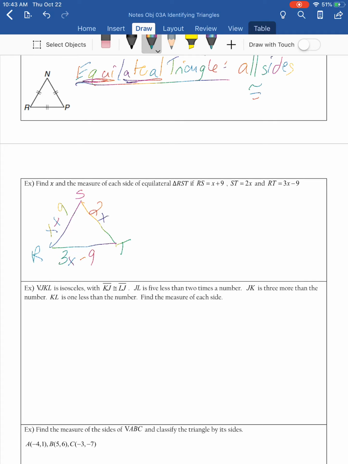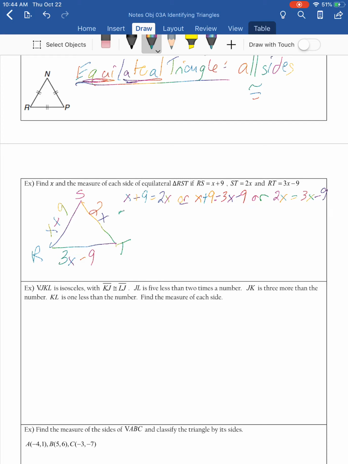So I have a lot of options to solve for x. I can say, well, the x plus 9 side is equal to the 2x side. Or I could say the x plus 9 side is equal to the 3x minus 9 side. Or I could say that the 2x side is equal to the 3x minus 9 side. You don't have to do this 3 times. I'm just going to go through it really quickly just in case you picked a different one than I did.